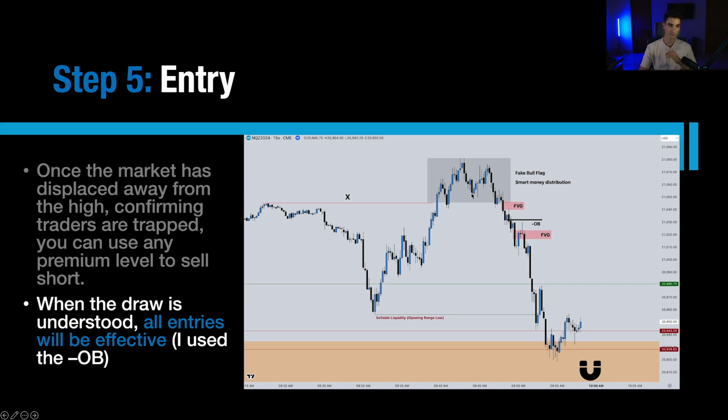Here we have a breaker. That works. Fair value gap, order block, fair value gap, inversion fair value gap. Every level that's a premium that you can sell short when the market's bearish, it all works, but you have to be aligned with time and price where the market is drawing to.